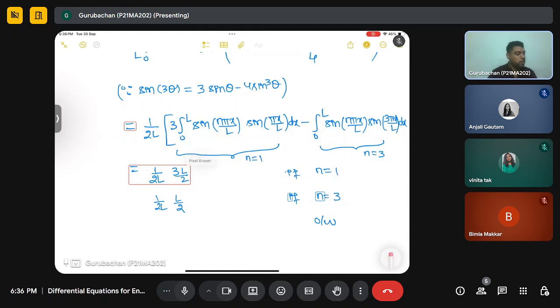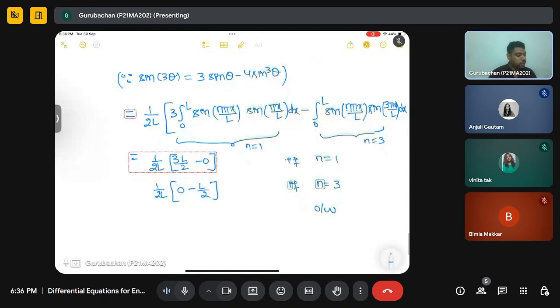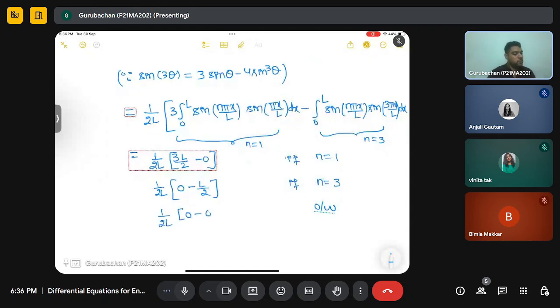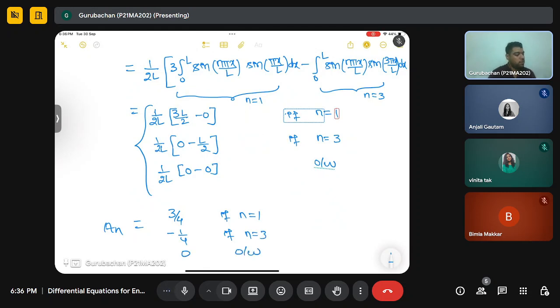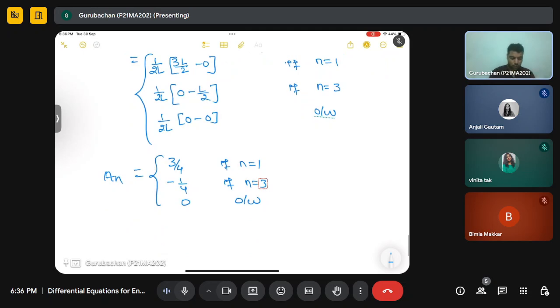Okay, so let me write it minus 0, and this is 0 minus L by 2, and otherwise 1 by 2L, 0 minus 0. So you found out your value of an in terms of some cases, that is 3 by 4 if n equal to 1, minus 1 by 4 if n equal to 3, 0 otherwise. These three values you will get.